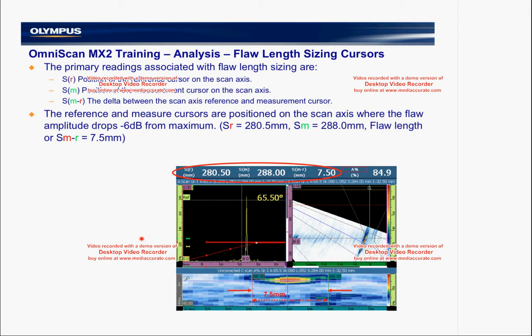What works in one environment at 6 dB might not work in another environment. If I were measuring the width or depth of side drilled holes in the cow block, I would probably use more of a 1 dB drop technique. And we'll see some examples of each of those when we start looking at some data flaws in the actual sample.